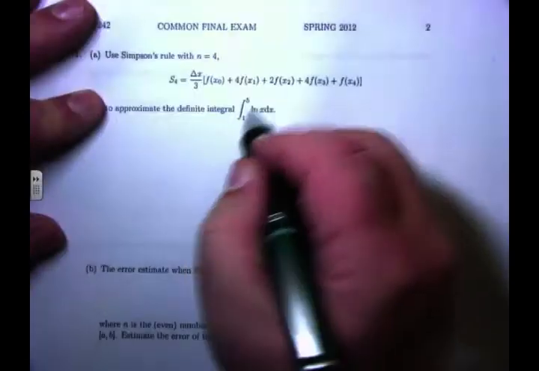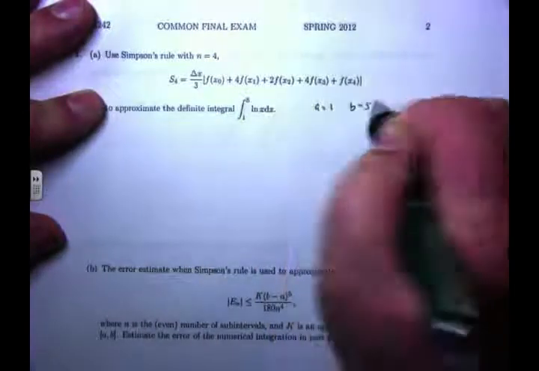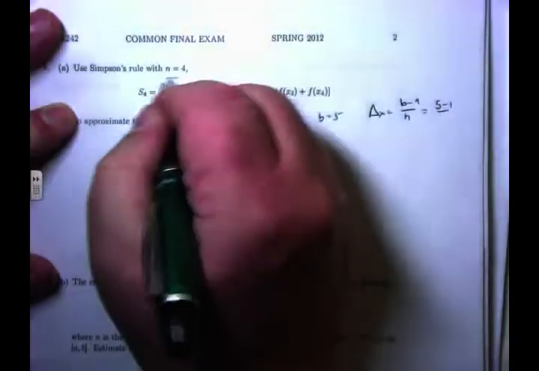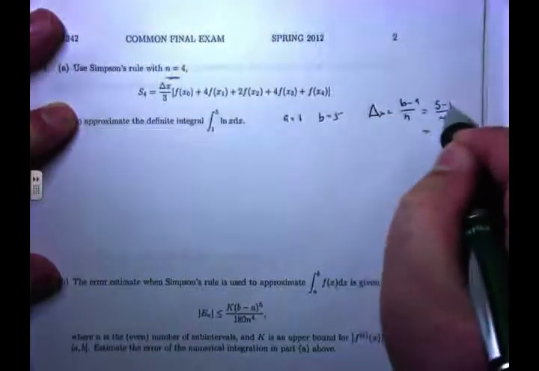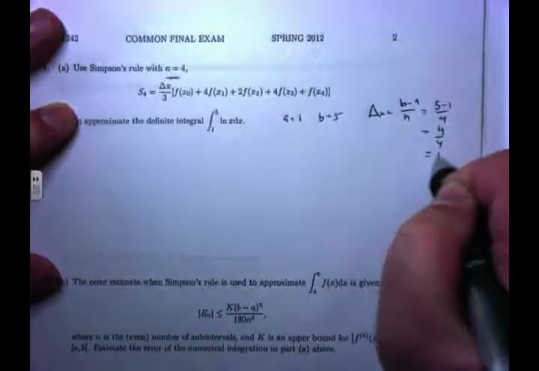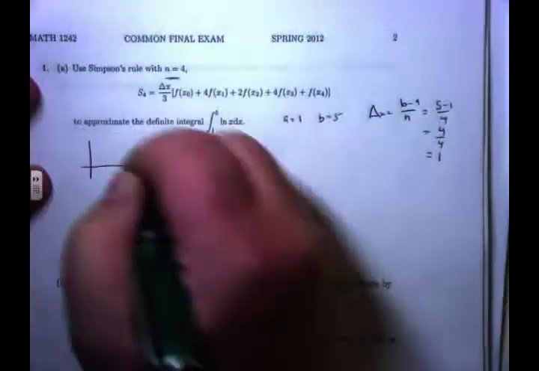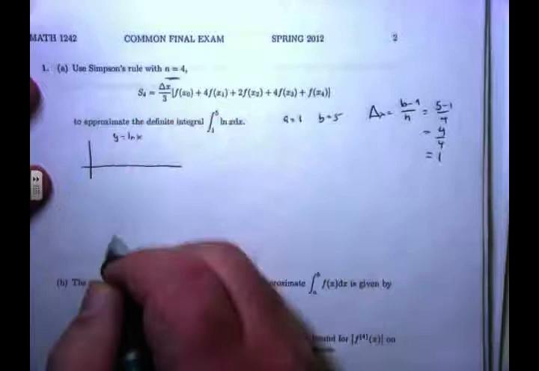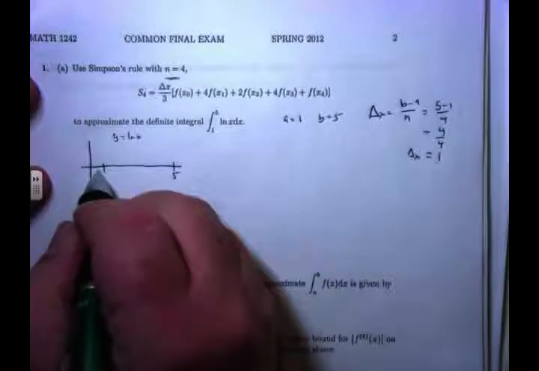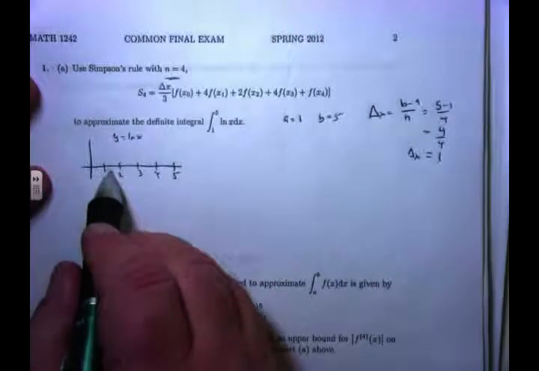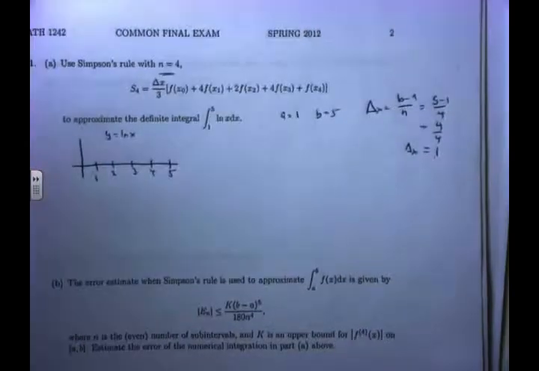So, I'm going from, so my a equals 1, my b equals 5. What is my delta x going to be equal to? The formula is b minus a over n, which is 5 minus 1, and n is equal to 4 in this problem. What, 5 minus 1 is 4, over 4 equals 1. Okay? I am trying to integrate this function. The function is y equals the natural log of x from 1 to 5, and my delta x is equal to 1. So I'm going to go from 1 to 2, from 2 to 3, from 3 to 4, and from 4 to 5. 1, 2, 3, 4 subintervals.